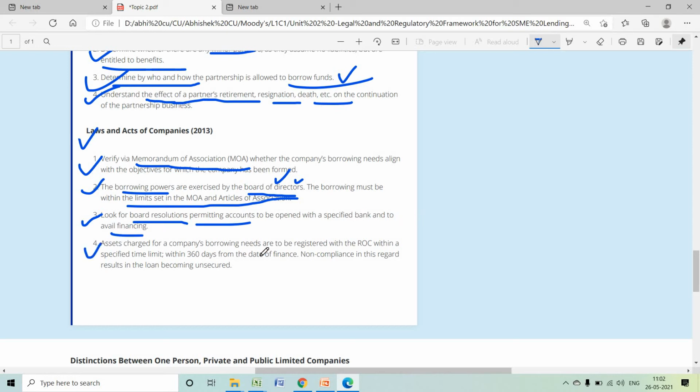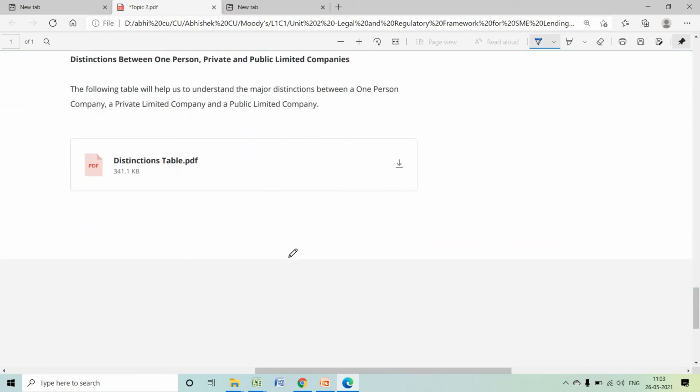Now, assets charged for the company's borrowing needs are to be registered with the ROC within a specified time limit, within 360 days from the date of the finance. So, whatever assets are charged in the form of security, it is to be registered with the ROC, the Registrar of Companies, right, within 360 days. Non-compliance in this regard results in the loan becoming unsecured. So, as a credit manager, if you don't register the charges with the ROC within 360 days, then your whole loan will become unsecured, which is again not safe.